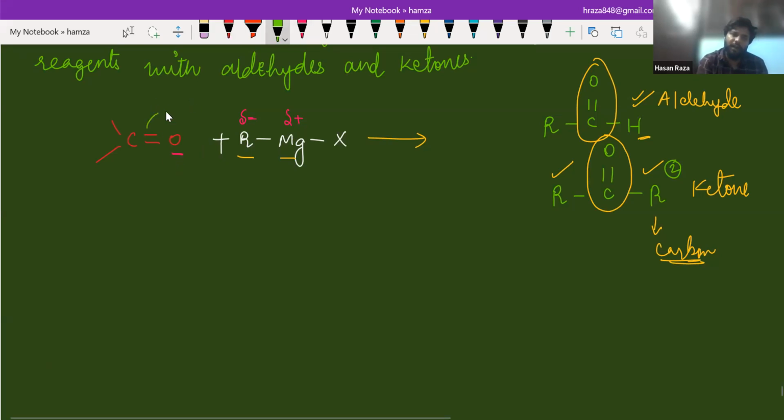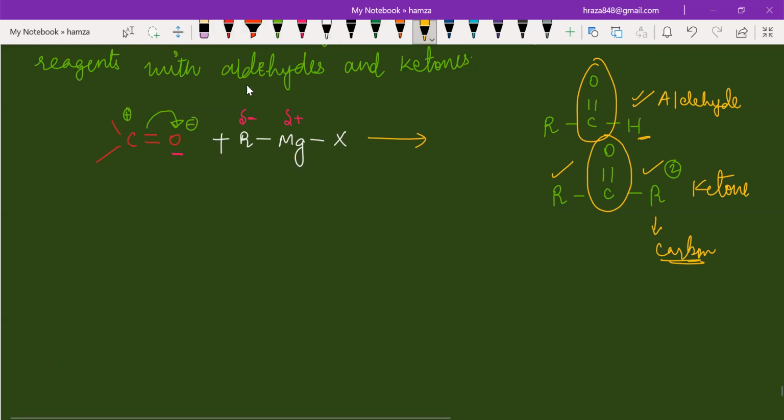Now see, oxygen is the most electronegative element. So what will it do? It will attract or withdraw electron from carbon. That's why on carbon there will be a positive charge, and since oxygen is withdrawing electron from carbon, there will be a negative charge on oxygen. Is that clear to everyone? Please do respond. Yes, sir. Okay, thank you. Now it's very simple.